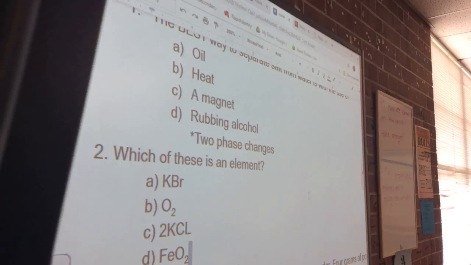KBr is potassium bromide, so it's potassium and bromide. 2KCl is 2 molecules of potassium chloride. And FeO2 is iron oxide, or rust. Those all have 2 elements. The only one that has 1 element is oxygen. It's 2 atoms, but it's still just an element.